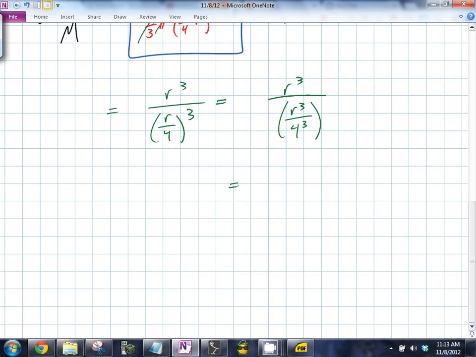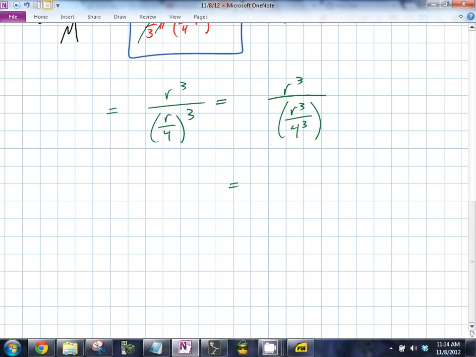What do I do with this? I don't like fractions of fractions. Fractions of fractions are not most simplified. What do I do? Well, you can do 4 to the third, but I don't multiply it out yet. I want to get rid of that compound fraction. Yes. You do the reciprocal. What do you mean by do the reciprocal? So dividing by a fraction is the same thing as multiplying by its reciprocal. So this is equal to r cubed times what?